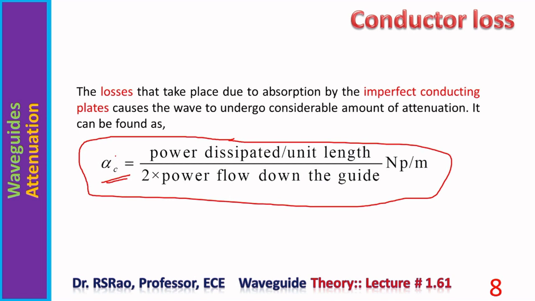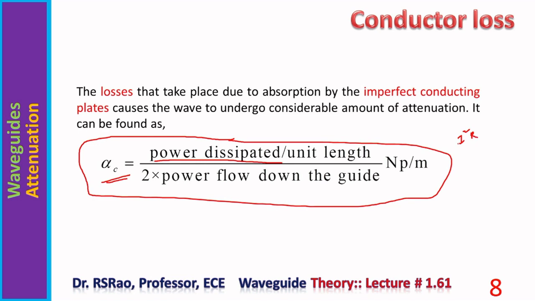Now, how to find out alpha c for a rectangular waveguide, for a circular waveguide, or for a parallel plate waveguide? Normally what is done is power dissipated is found when the wave is traveling in the guide. A certain amount of power gets dissipated in the walls of the guide. That power is calculated from Joule's law. I squared R is the Joule's law, but this is circuit theory Joule's law.